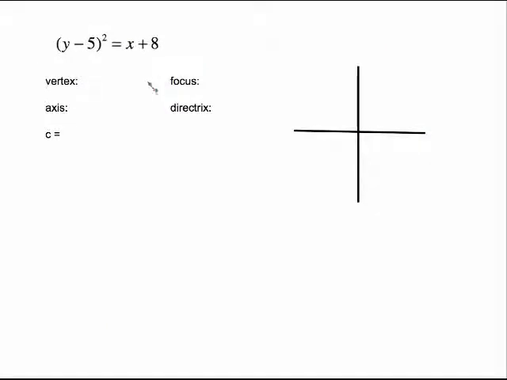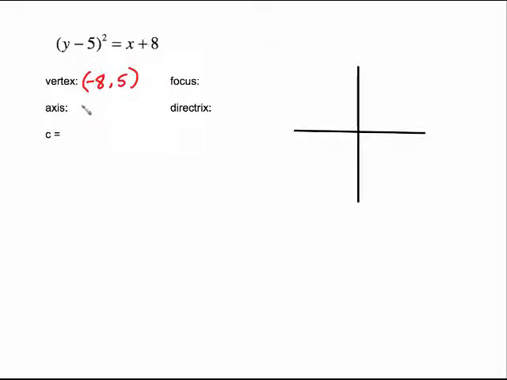Here's one that's not at the origin. Our vertex will be (negative 8, 5). Just be careful when you're naming the vertex on one of these. Don't look at it from left to right. It's not (5, negative 8). It's the value that's with x goes first, the value that's with y goes second, and we are still changing those signs.